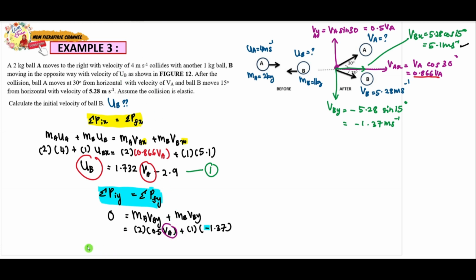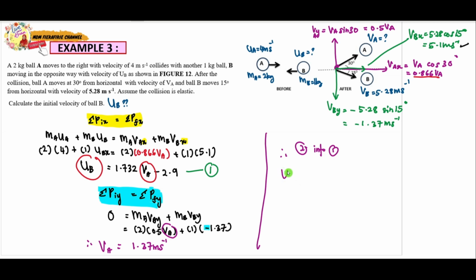So means that we can finally find VA first. So the answer is 1.37. Tapi soalan bukan suruh cari VA. Soalan minta kita cari initial velocity of ball B, UB. Therefore, okay, we substitute equation 2 into equation 1.